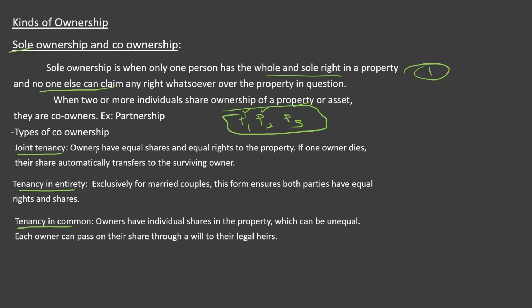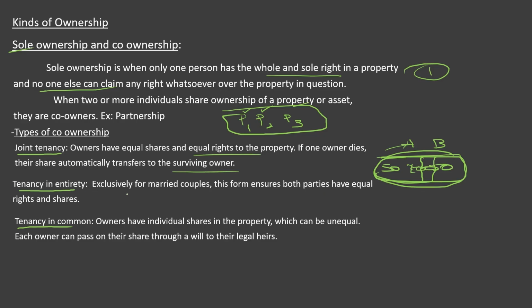So joint tenancy means owners have equal shares and equal rights to the property. If one owner dies, their share automatically transfers to the surviving owner. For example, A and B have purchased a property, and A and B have equal shares in this property. So if A dies, the share of A will also be transferred to B. That means now B will have the whole property. So this is called joint tenancy.